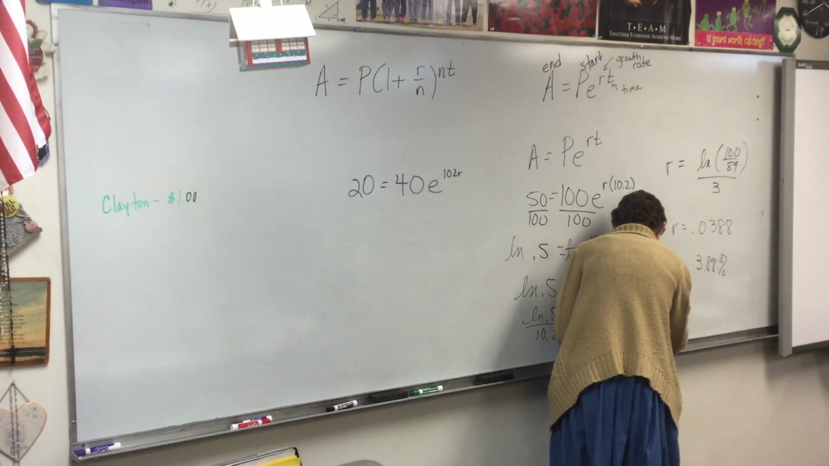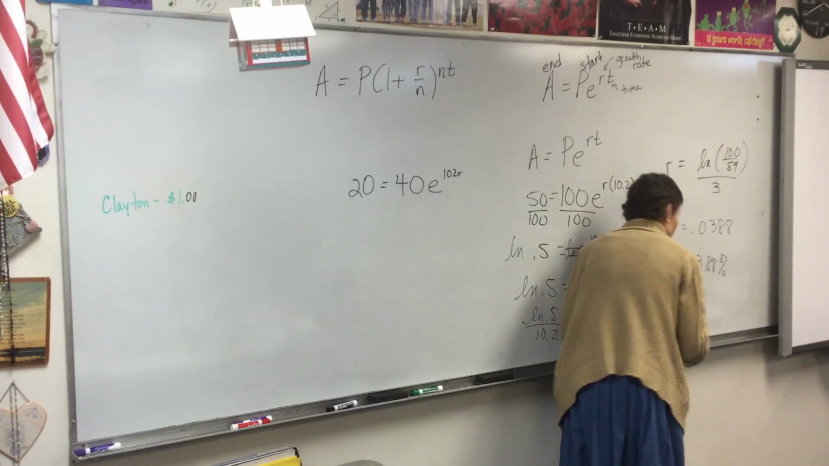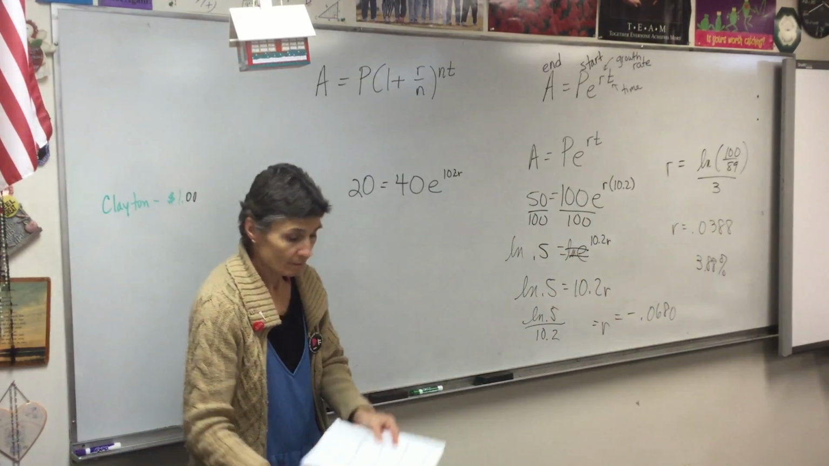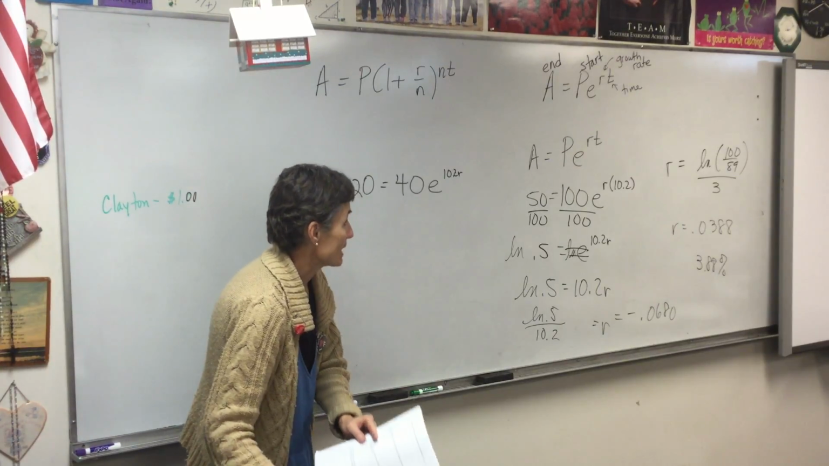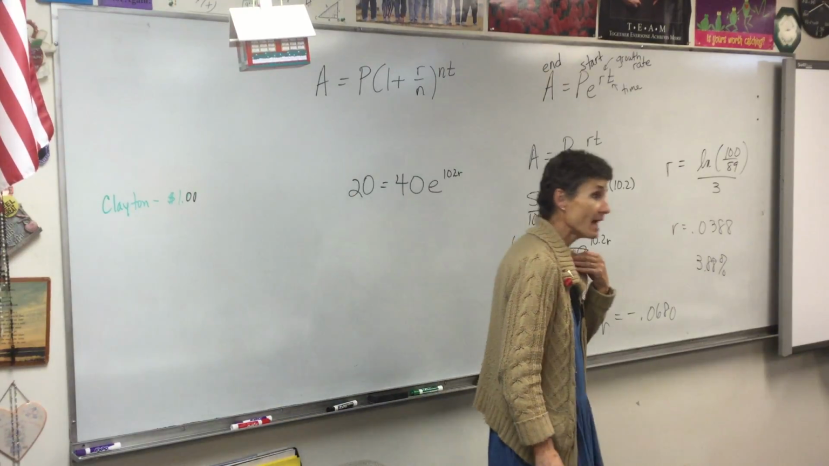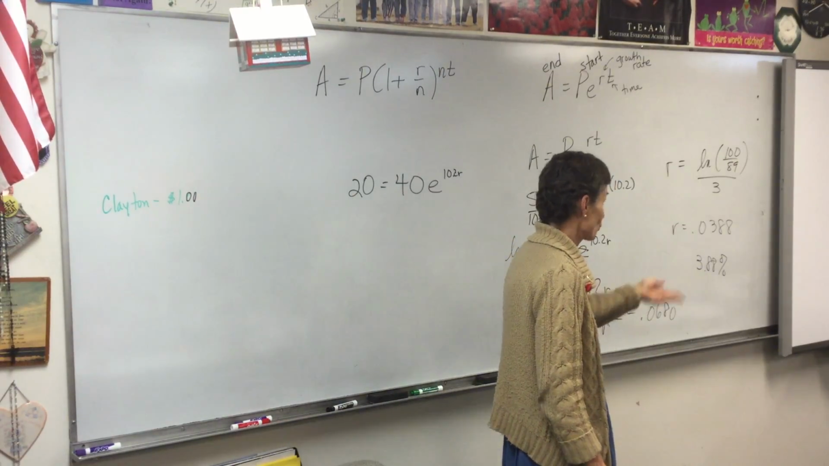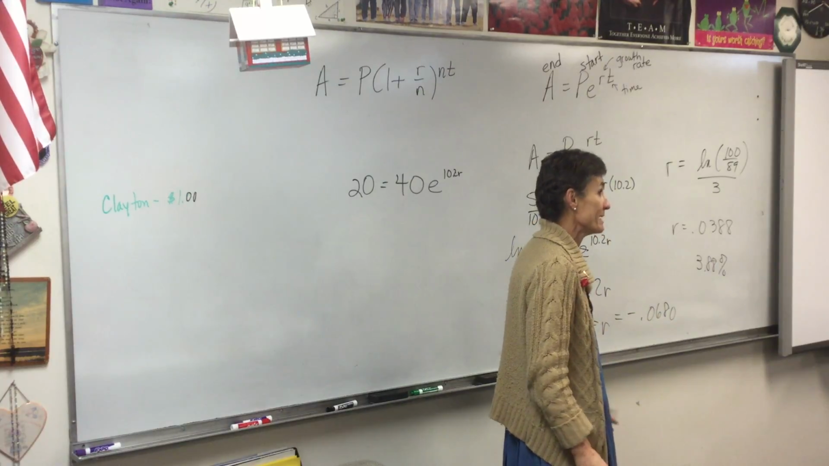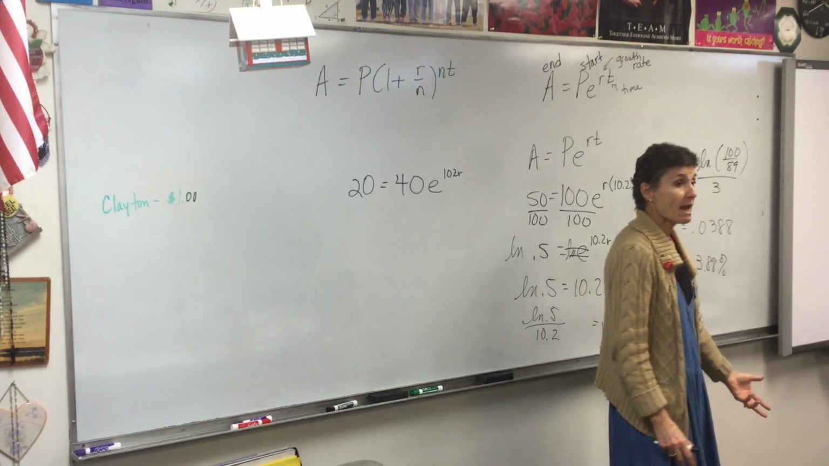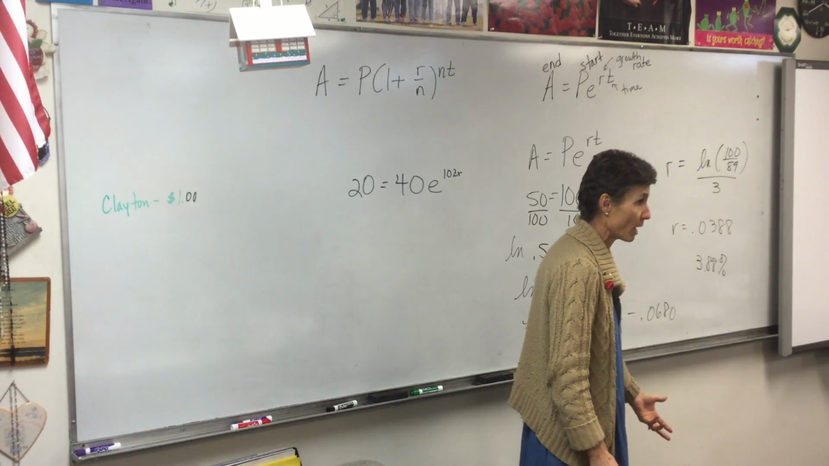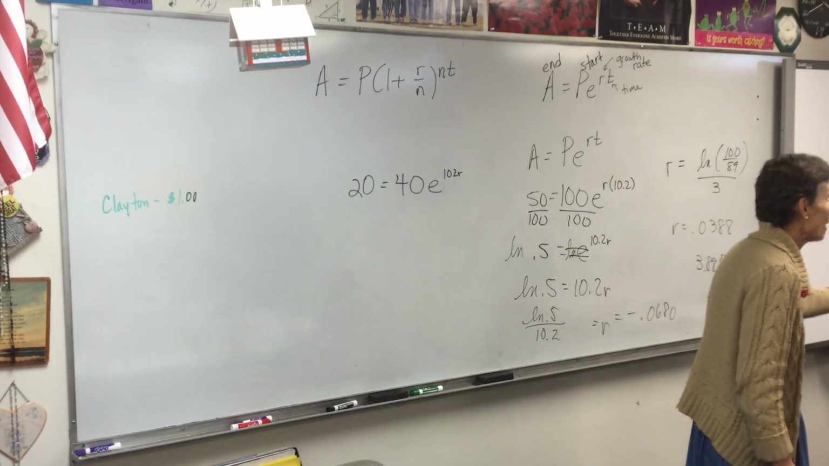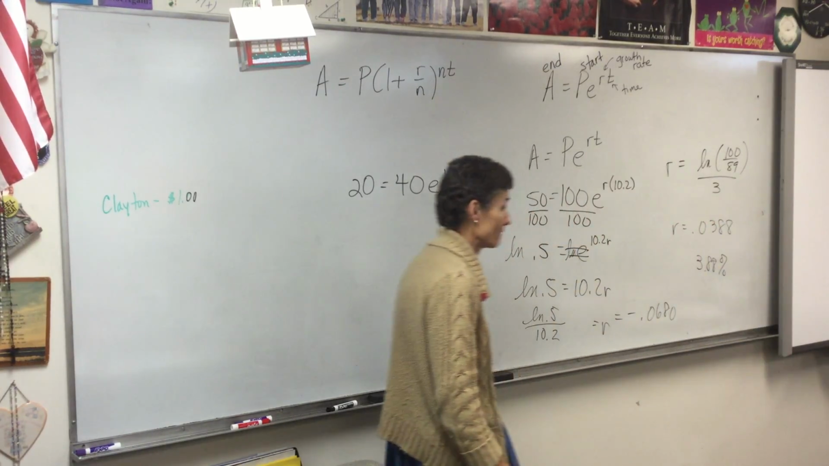Negative 0.0680 basically. Which is like a negative 6.8% growth. Wait a second, what's going on here? It's decay. So of course its growth constant will be negative. It's losing, right? You would never want that to happen in a money problem, right? Because in a money problem, if that happened, it would mean your account was going down in value instead of going up. So we would never want that to happen.